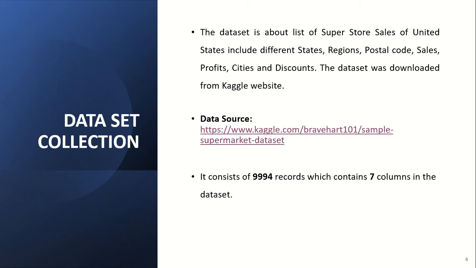I have collected this data set from Kaggle's website. I downloaded it from the Kaggle website. It contains raw data of 9994 records, which contains 7 columns. The columns contain different states, regions, postal code, sales and profits of the superstores, and the discounts they provide.